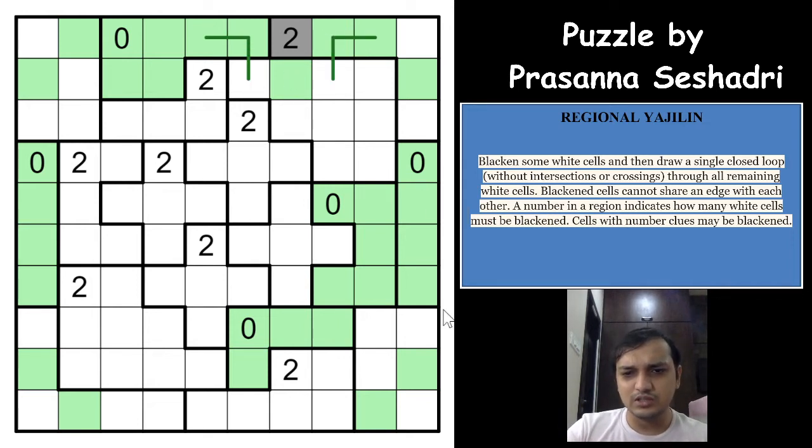So the unshaded cells should be passed by the loop, and the shaded cells will not be passed by the loop.